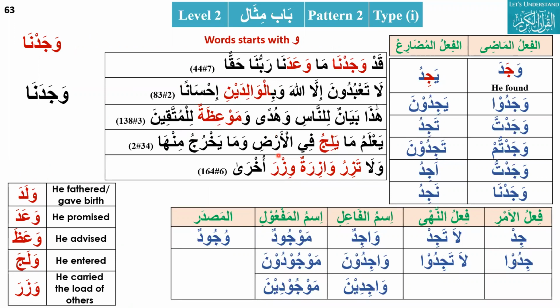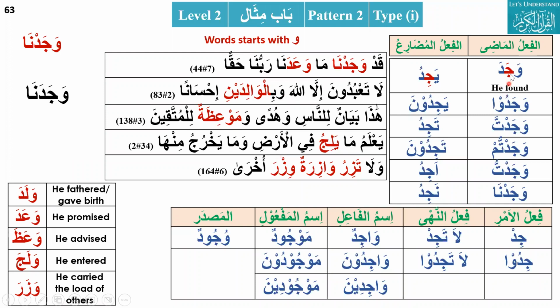Now let's go to the second case. Bab Misal. First of all, Bab Misal means similar. What is the similarity here? All the words in this chapter start with a similar letter, and that is Waw. The first case was Wahaba Yahabu, Zabar Zabar. Wahaba means he gave, he granted. Let's go to the second case today, and that will be Wajada Yajidu.